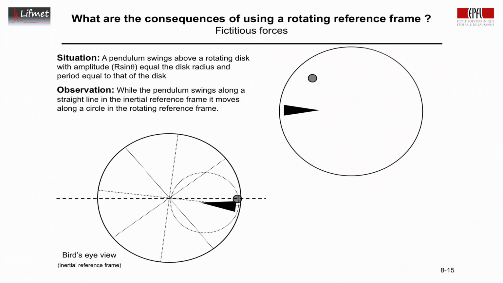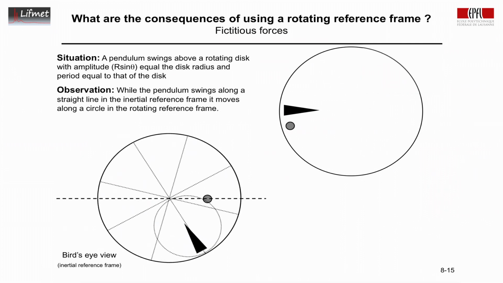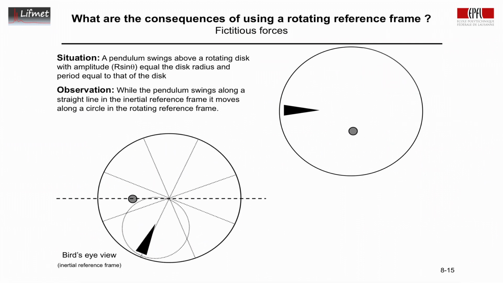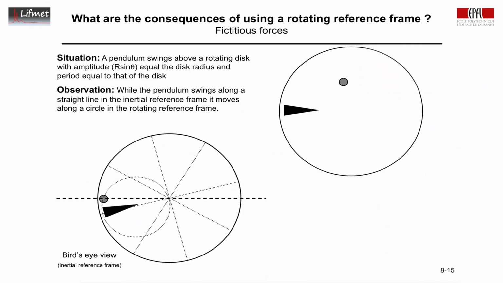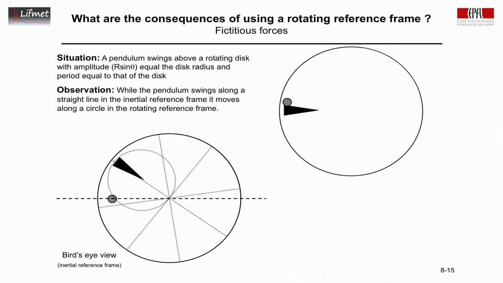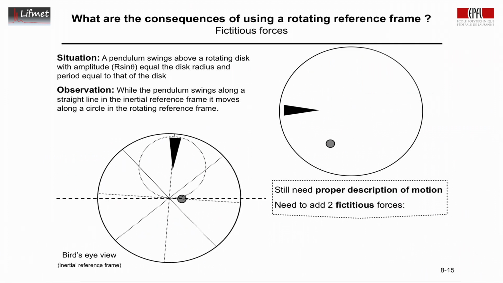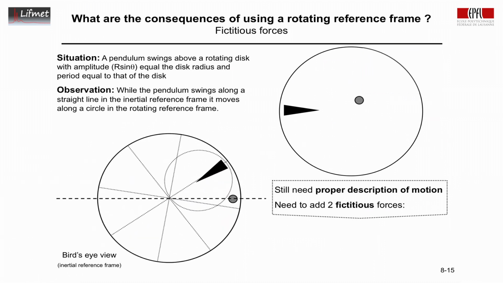Now what we have done here is we have just changed the mathematical framework for describing the motion. We go from straight motion to circular motion depending on whether we describe the motion in a reference frame that rotates. That's a purely mathematical description of the motion. And we still want to have a proper description of the motion, and to do that we want to look at the motion in our merry-go-round.